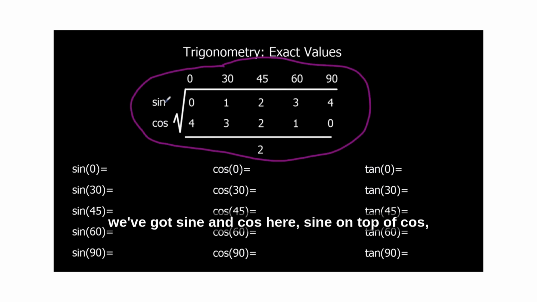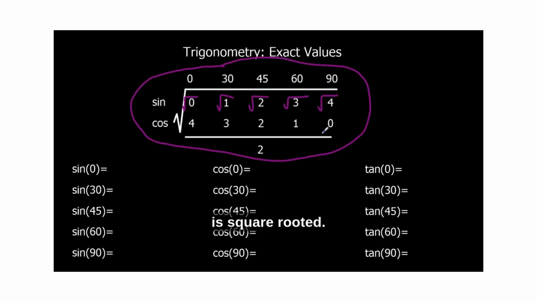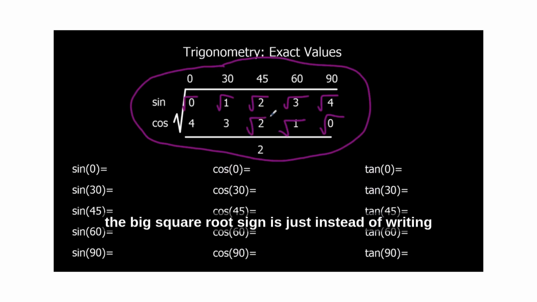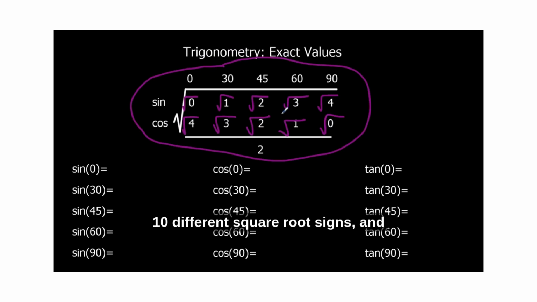So we've got sine and cos here, sine on top of cos, a big square root sign, which just means each one of these within the square root sign is square rooted. The big square root sign is just, instead of writing 10 different square root signs, and we've got the values of 0, 30, 45, 60 and 90, the ones we need to remember along the top, and it's all over a 2, just a normal 2. So let's have a look at how we can use this.